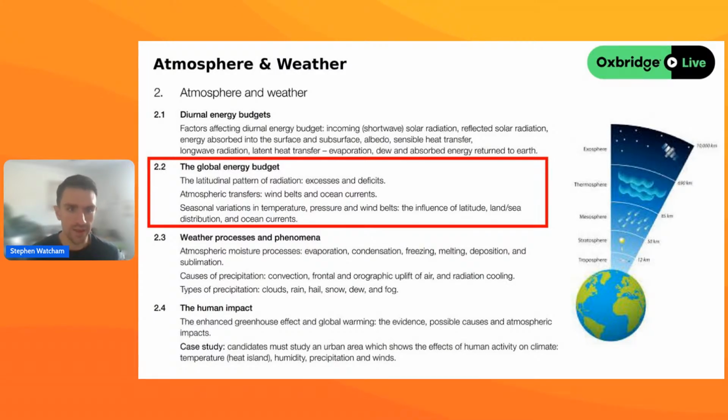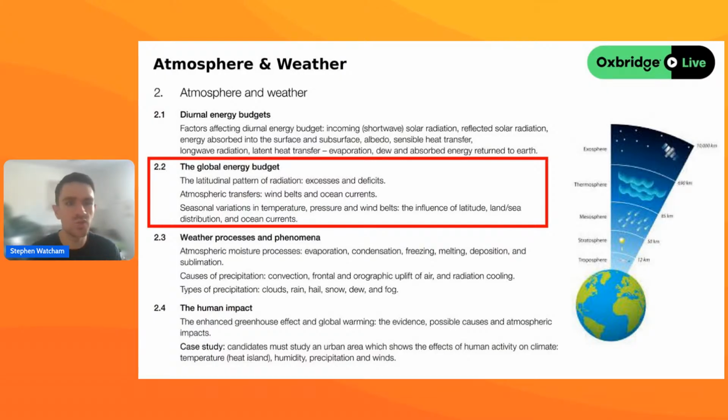Fantastic. Right, moving on then. We have, I won't lie, probably my least favorite part of this topic. The global energy budget is really, really hard for most people to get a good sense of. We understand our weather, we know what it is, we understand it has an impact, but understanding the specifics of how it works is really, really tricky. My honest advice is this 2.2 section of this unit should form a really large part of your study time.